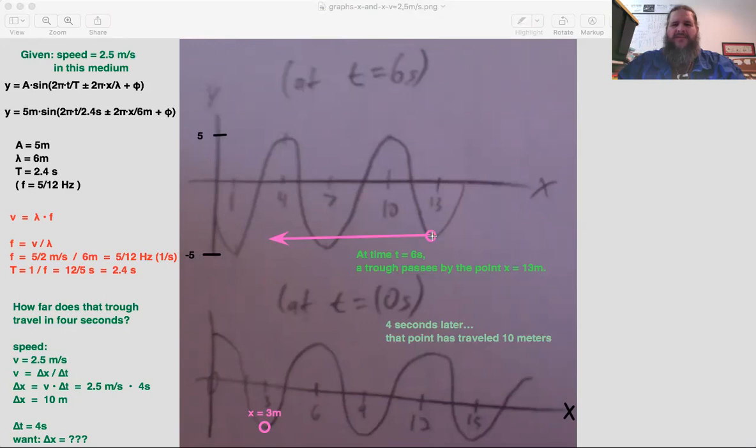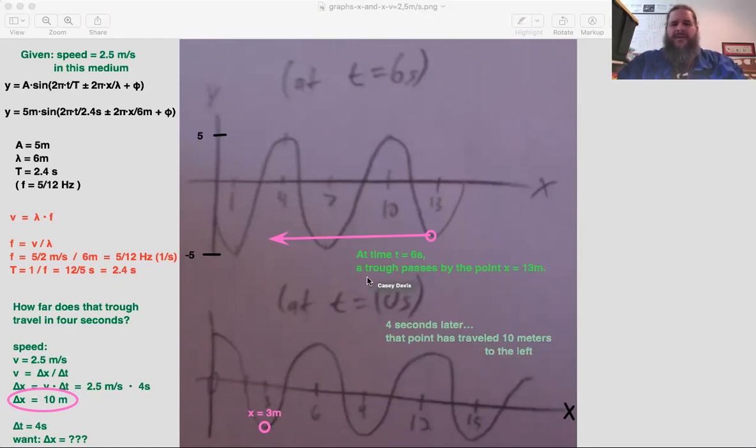Which suggests that's the same trough. Because we've got a trough at time 6 seconds, if that travels 10 meters, here's a trough at 10 seconds that's exactly 10 meters away. So these two troughs are 4 seconds apart in time and 10 meters apart in space, which is exactly what we should expect based on the speed. And specifically, that point has traveled 10 meters to which direction? To the left. Yeah. So we can now say that point has traveled 10 meters to the left. It looks like this wave is indeed traveling to the left.